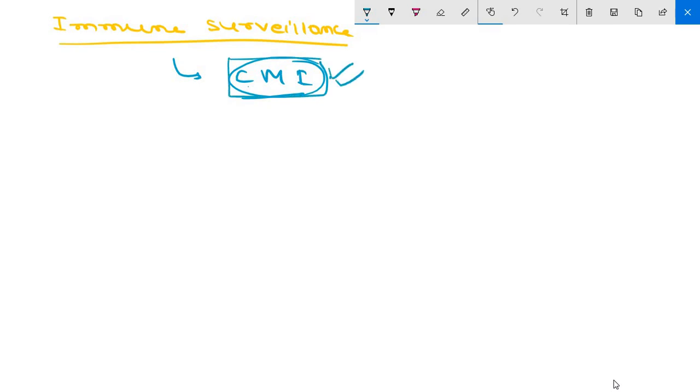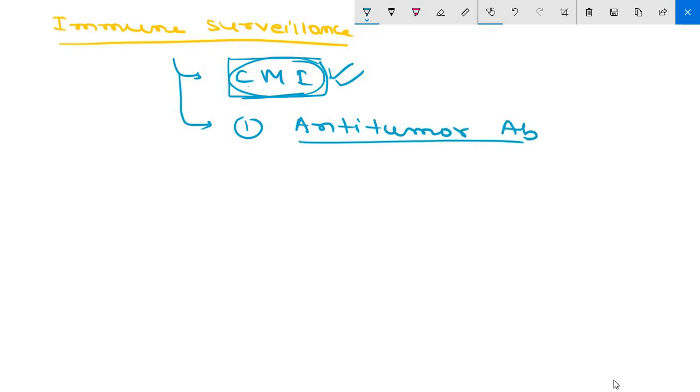Clear? Now the next point, that is immune evasion by tumor cells. Though the immune surveillance hypothesis looks attractive, it does not hold always true. In real situations, there are a number of immune evasion mechanisms by which tumor cells bypass the immune surveillance mechanism. The first mechanism is your anti-tumor antibodies. Anti-tumor antibodies produced against tumor antigens may have a role in immune evasion.